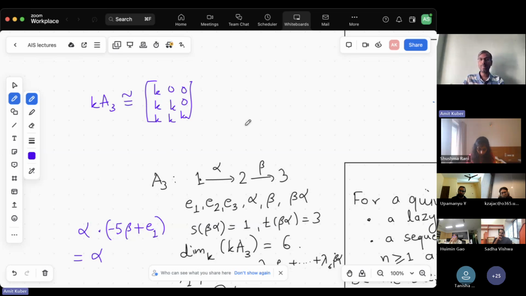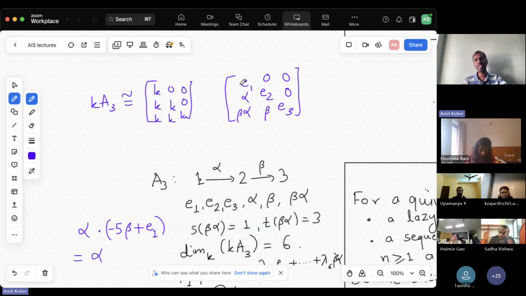Do you understand what I mean by this? This is basically the location of E1. This is the location of E2. This is the location of E3. Then this is the location of alpha, beta, and beta alpha. And then there are no arrows from 2 to 1, 3 to 1, and 3 to 2. So therefore, all these quantities are 0. So the coefficients of all the generators can be written in a matrix format like this. And we will get this particular presentation of KA3.